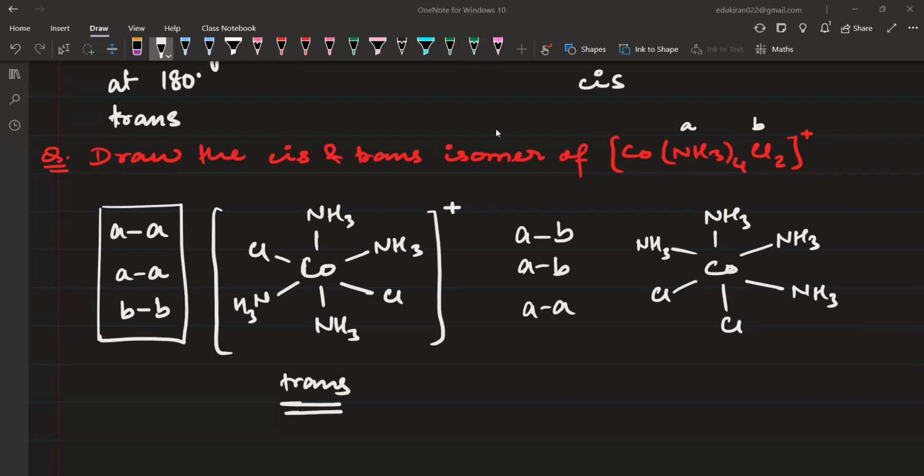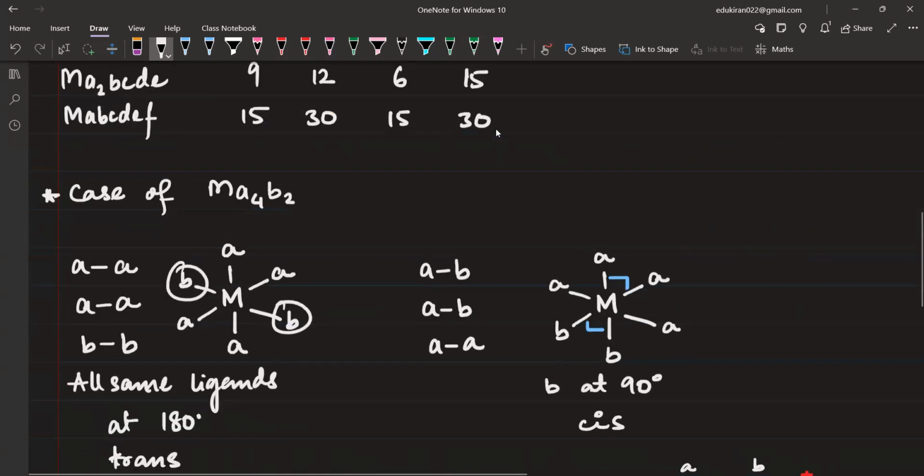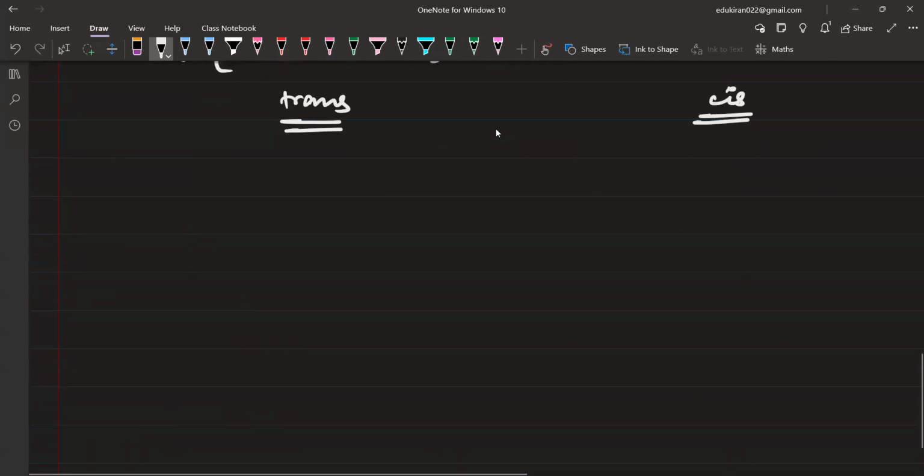ठीक है, आपने जो बनाया शायद वो डिफरेंट हो, बट आपको क्या देखना है बस, Cl और Cl should be 90 degrees. हाँ करेक्ट है, वेरी गुड. This is the cis form. ठीक है, नेक्स्ट है आपका MA3D3, case of MA3D3 is right.